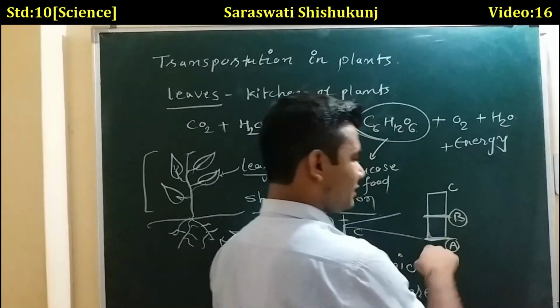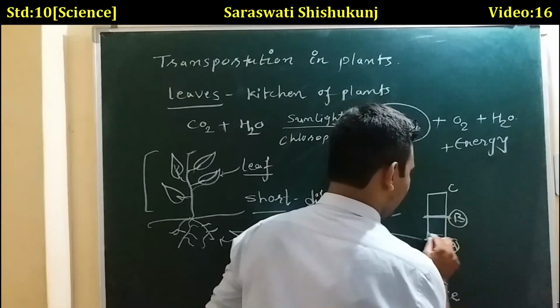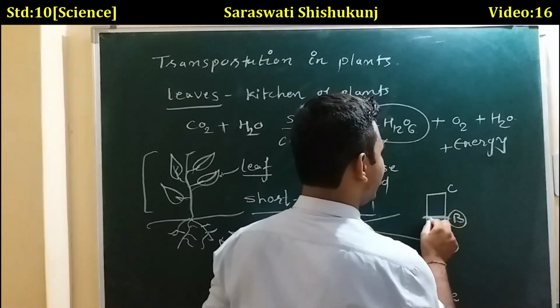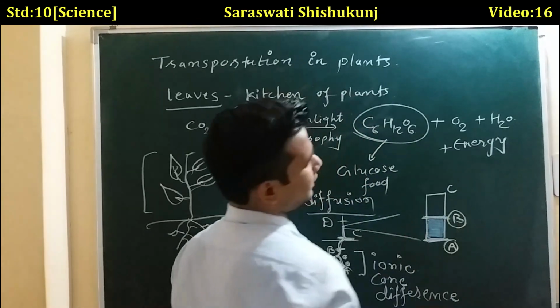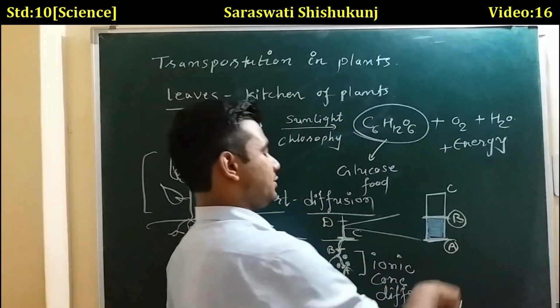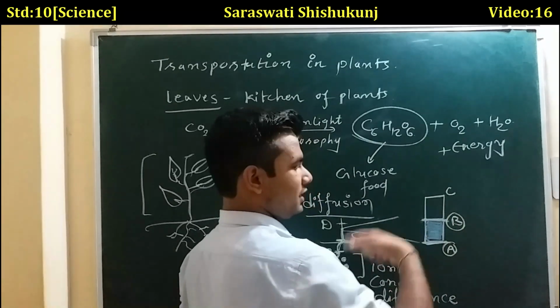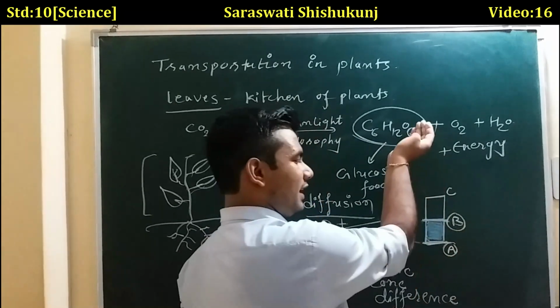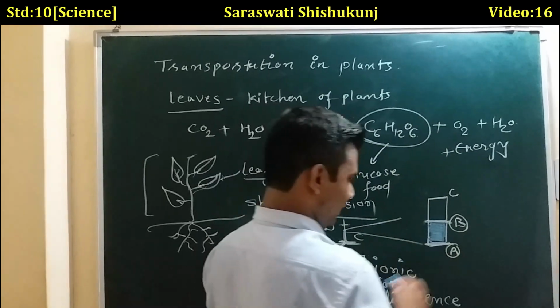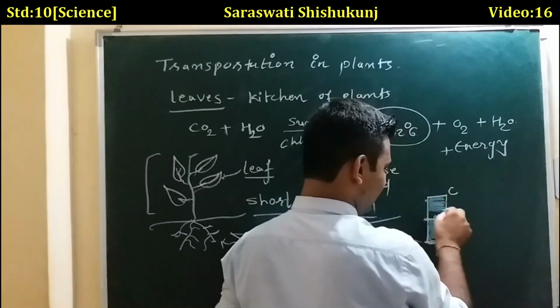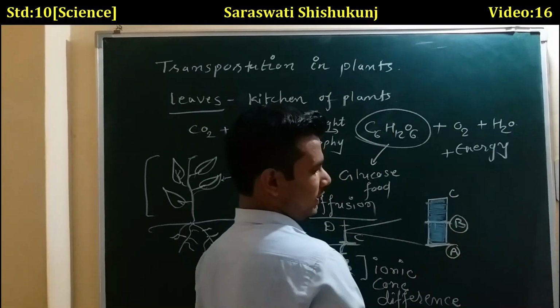Due to this concentration difference, water will move in such a way that it will eliminate the concentration difference. Now see, between point B and point C there is also a concentration difference. So what will happen? Water will diffuse in the upward direction. This way, from B to C, it will move.